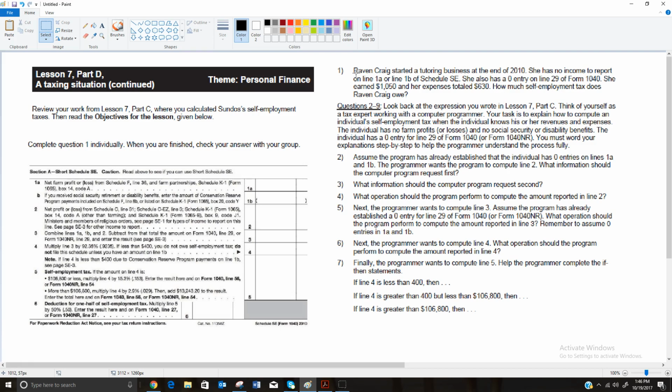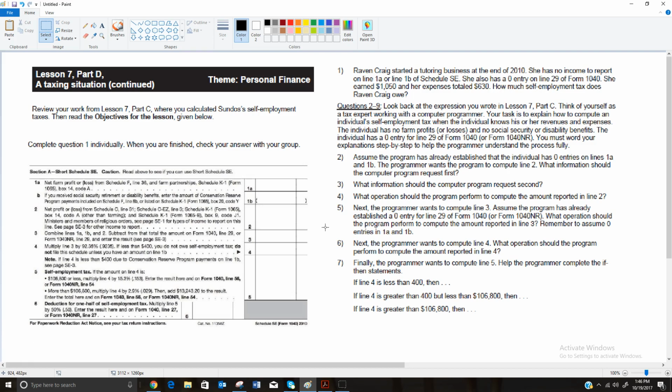So we'll just read this situation together. It says Raven Craig started a tutoring business at the end of 2010. She has no income to report on line 1A or 1B, so that's the farm income and the Social Security income. She also has a 0 entry on line 29 of form 1040. She earned $1,050 and her expenses totaled $630. How much self-employment tax does Raven Craig owe?